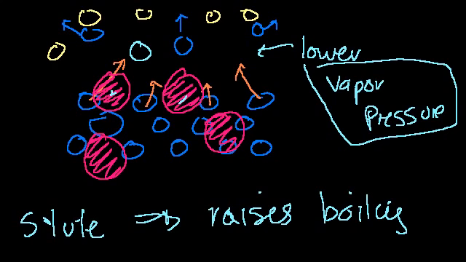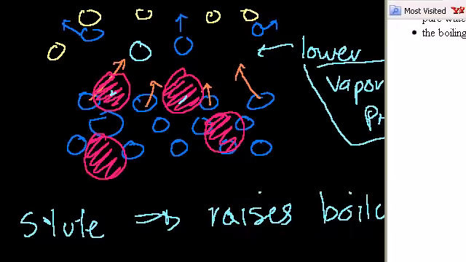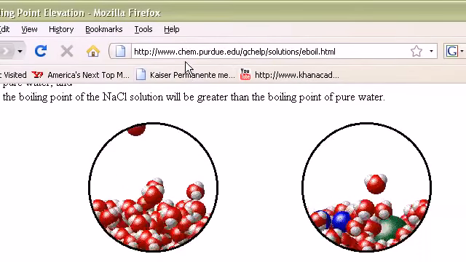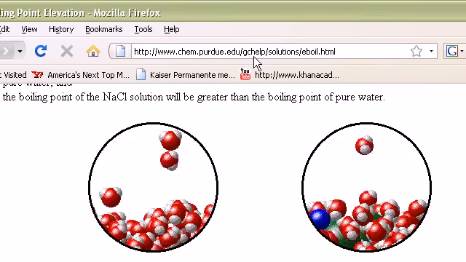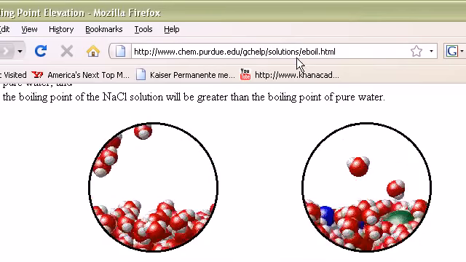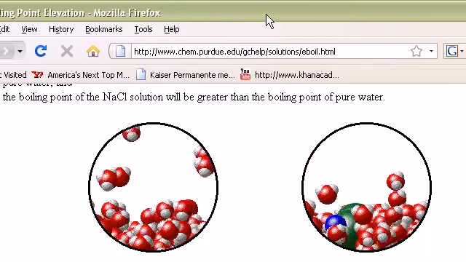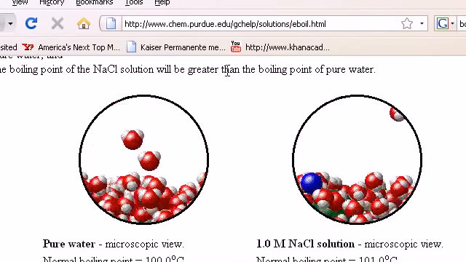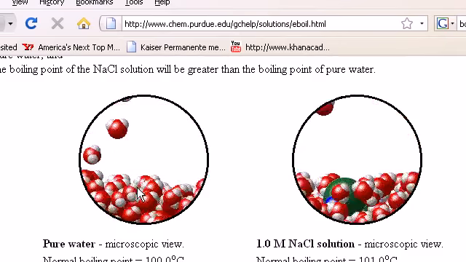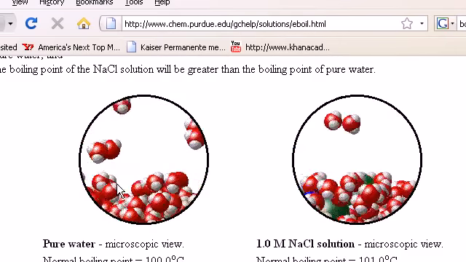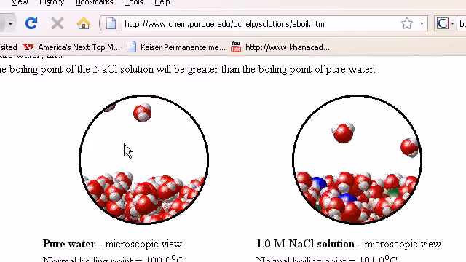And I found this neat. Hopefully it shows up well on this video. To give due credit, this is from chem.purdue.edu/gchelp/solution/eboil.html. But I thought it was a pretty neat graphic, or at least a visualization. This is just the surface of water molecules, and it gives you a sense of just how things vaporize as well, that there's just some things on the surface that just bounce off.